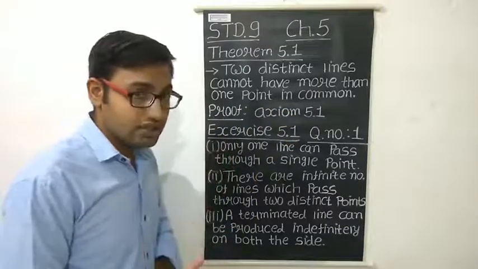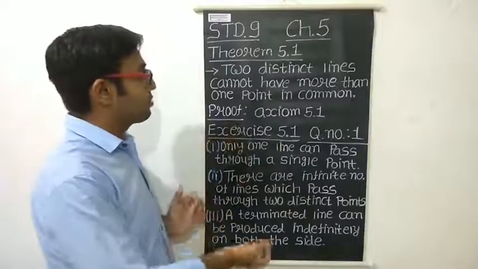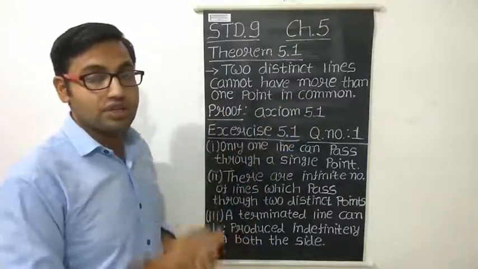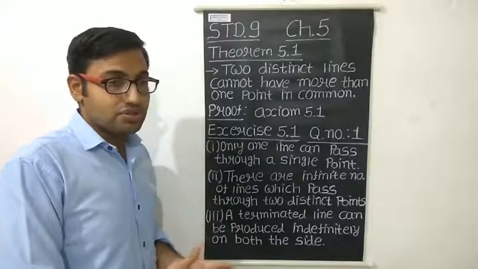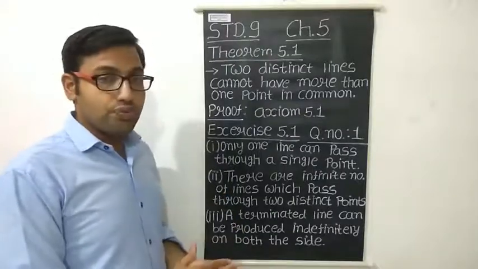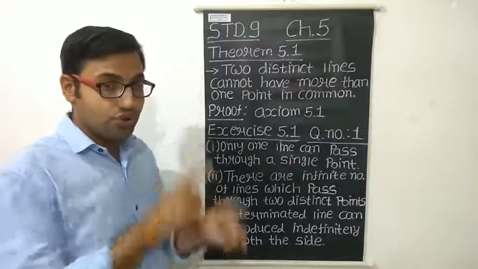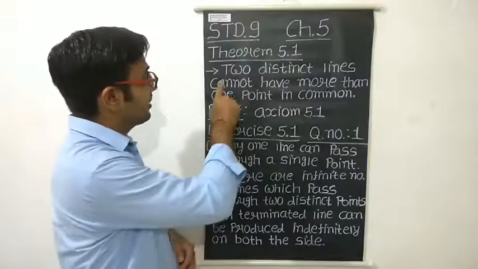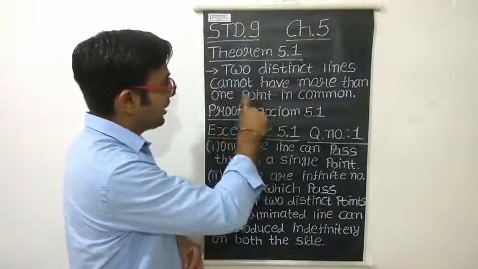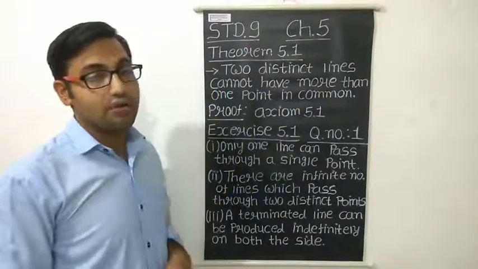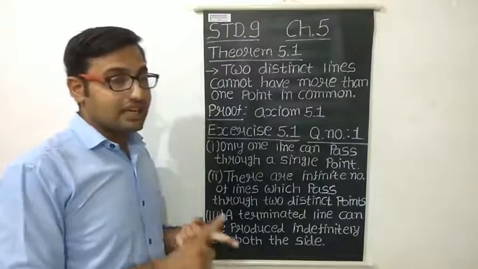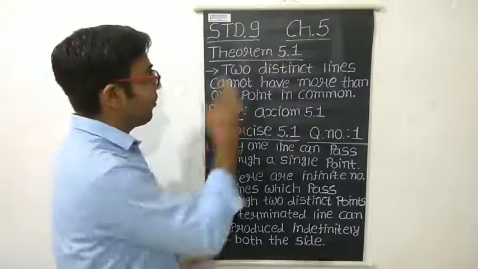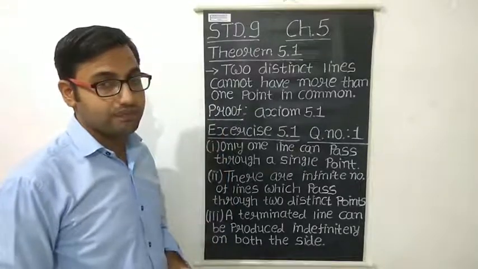Why does this contradiction occur? Because we supposed that two distinct lines intersect in two points. So our assumption of two lines intersecting in two points is totally wrong. So what is right? What is right is that two distinct lines cannot have more than one point in common. So two distinct lines can intersect in only one point. This is the proof of theorem 5.1.